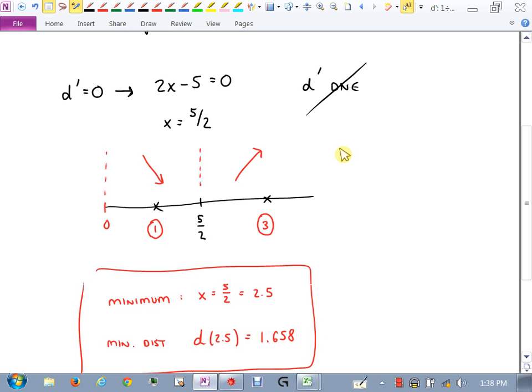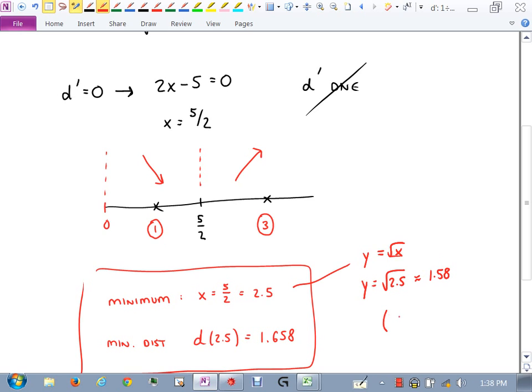So, we forgot to find the actual point. Hold on. We found the minimum distance. We found the x value of the point, right? We didn't find the y value of the point, like the point on the graph. Square root of that, right? Square root of 2.5. So look, the y coordinate is the square root of x, which in this case would be square root of 2.5, which is 1.58.